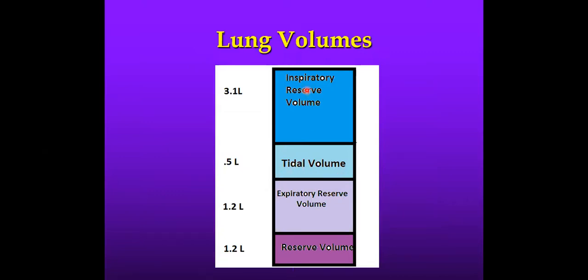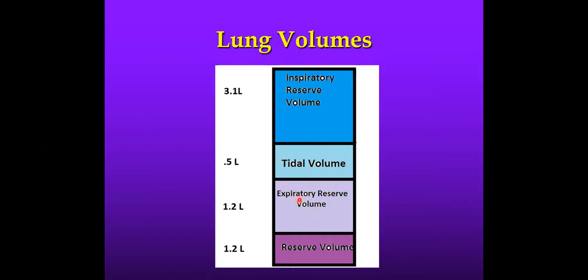So inspiratory reserve volume is after I normal in. Now, after I take a normal in breath and then I suck in some more, then that volume that I sucked in above the normal, quiet in, is my IRV, inspiratory reserve volume. Okay?